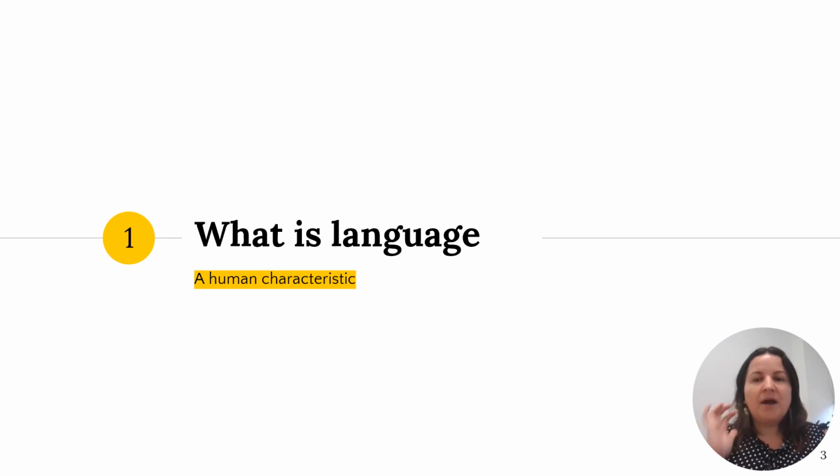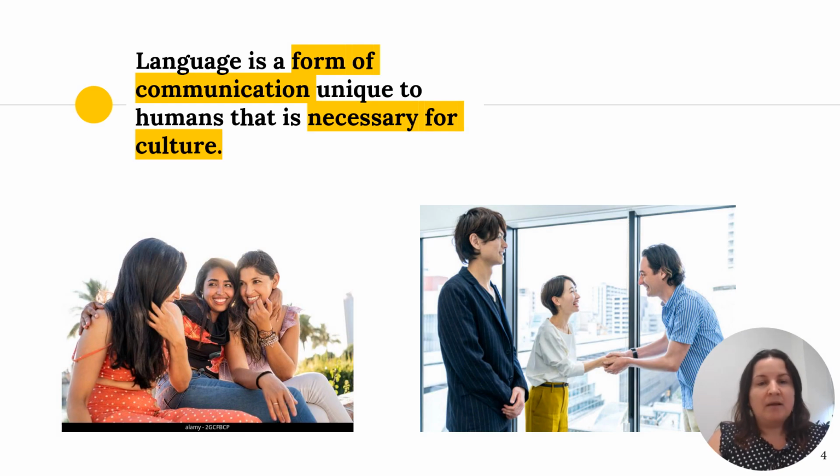First thing is to define what we mean by language. Now, language, we think of it as one of those defining characteristics of what it means to be a human. Language is a form of communication that's unique to humans as far as we know, and that it is necessary for culture. You cannot have human culture if we didn't have the ability for human language.